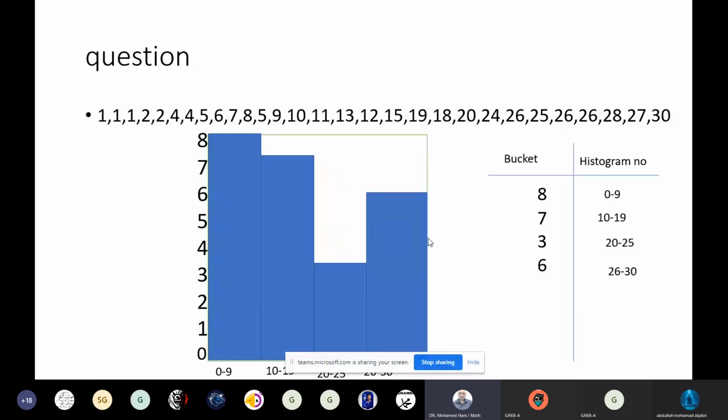And look at the third one, from 20 to 25, 20 included, 25 not, so we have 5. And from 26 to 30, the last one includes 26 and includes 30. So here we have 5. So in histogram or polygon, when you want to do the periods, you must do them as equal periods, as equal distance. Okay, Abdullah. So this example we have here is wrong.